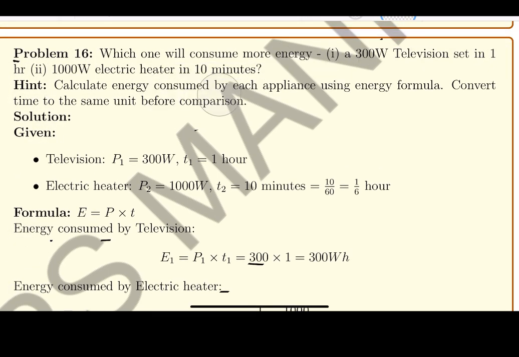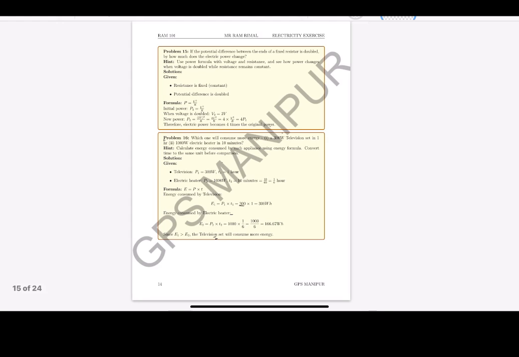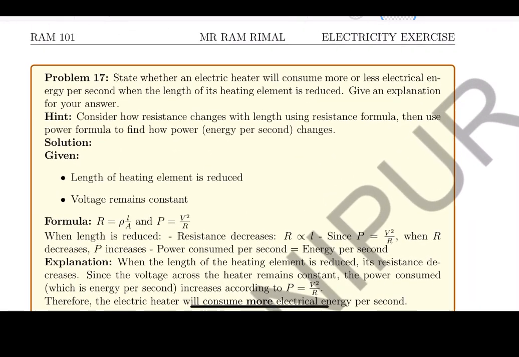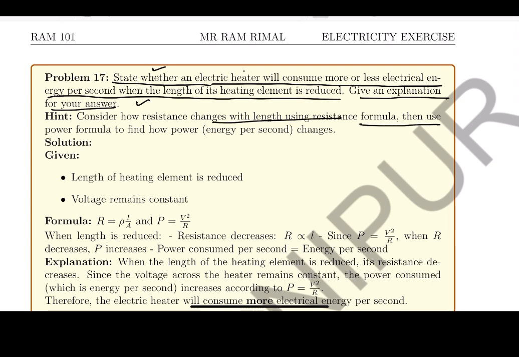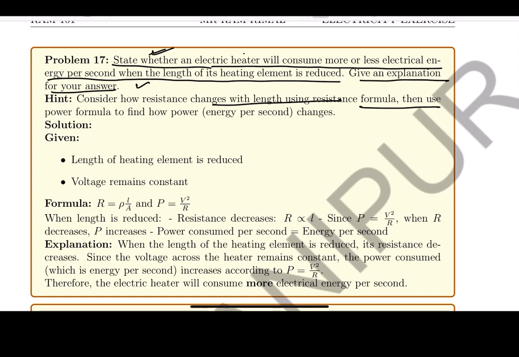Let's go next. Question number 17. What does the question say? State whether an electric heater will consume more or less electrical energy per second when the length of its heating element is reduced. Give an explanation for your answer. Consider how resistance changes with length using the resistance formula. Let us understand whether the electric heater will consume more or less electrical energy per second when the length of its heating element is reduced.